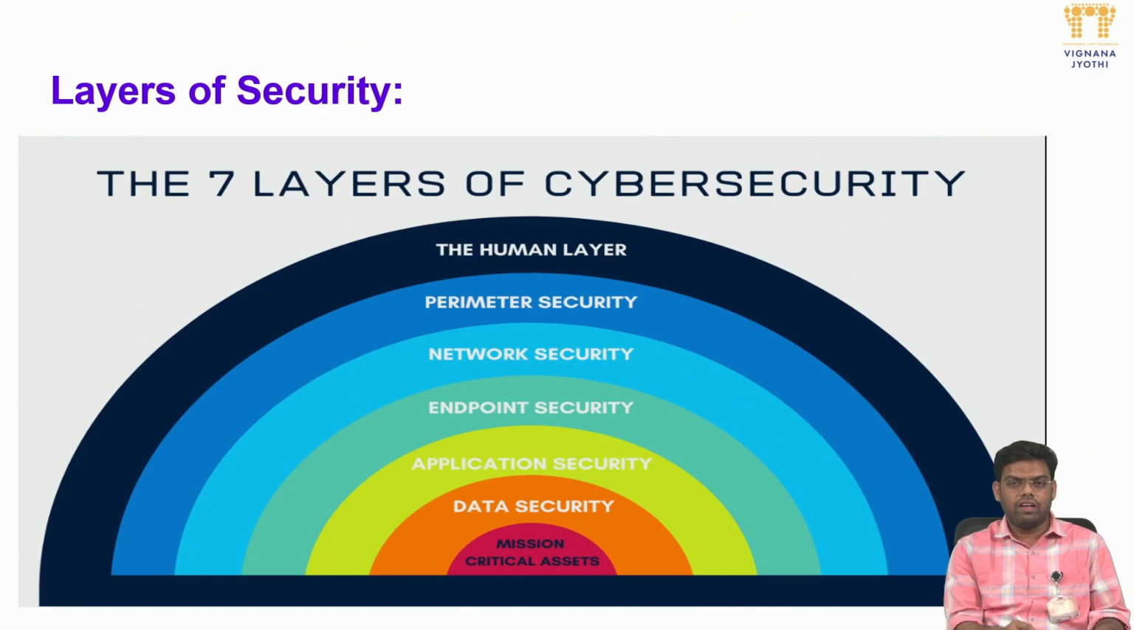Okay, so the first layer is what? The first layer is the human layer. Second layer is the perimeter security. Third is the network security. Fourth is the endpoint security. Fifth is the application security. And sixth is the data security. Okay, so we have 7 layers of security protecting mission critical assets.